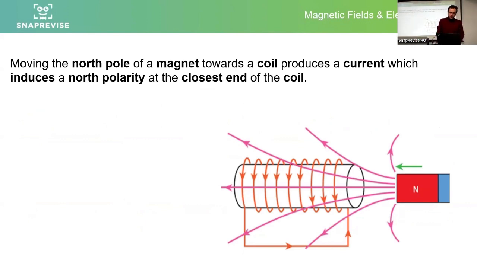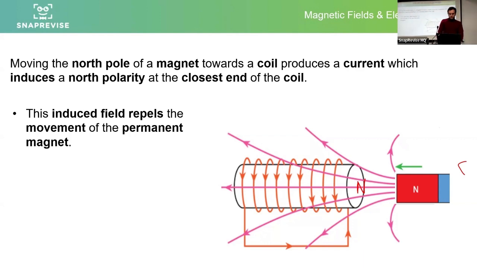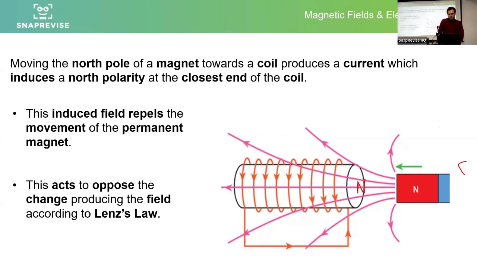Okay, moving the north pole of a magnet towards a coil produces a current. Yep, and it will be induced. Which way will it be induced? Again, we'll fall back on our right-hand grip rule. It will be induced in a way such that the north pole, my thumb, must make this end into a north pole, because that's what's going to reject our approaching magnet. Okay, therefore I know the current goes around this way. The induced field repels the movement of the permanent magnet, and this is Lenz's law in action.